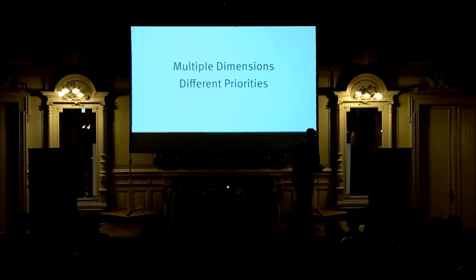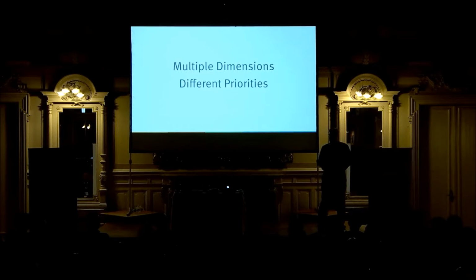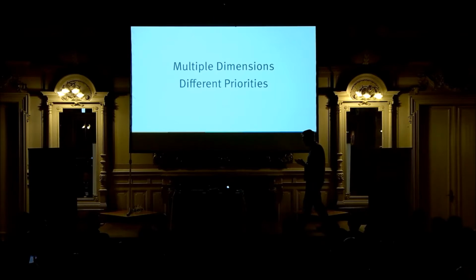So we have multiple dimensions with different priorities, right? Multiple dimensions. You can't be right. You can't do the right thing. You just have to accept it. Right? There's no way for you to satisfy all of those things at once. You have to find out what the right decision is.